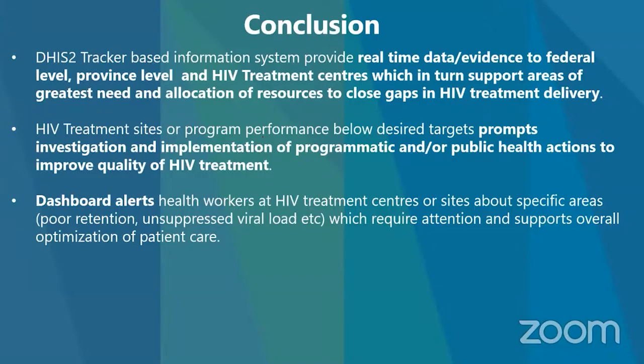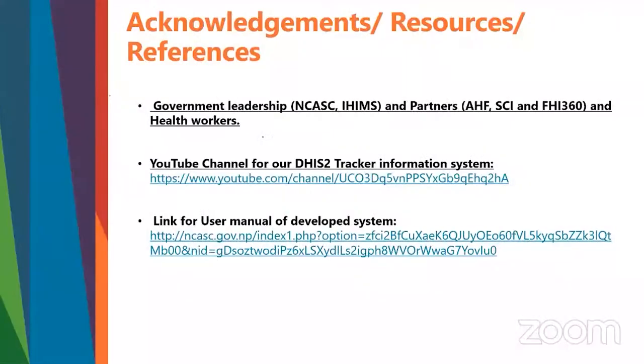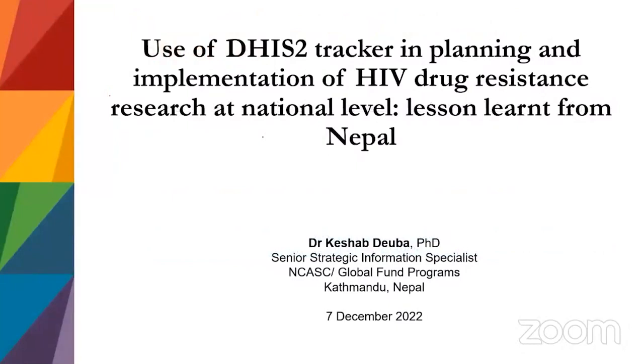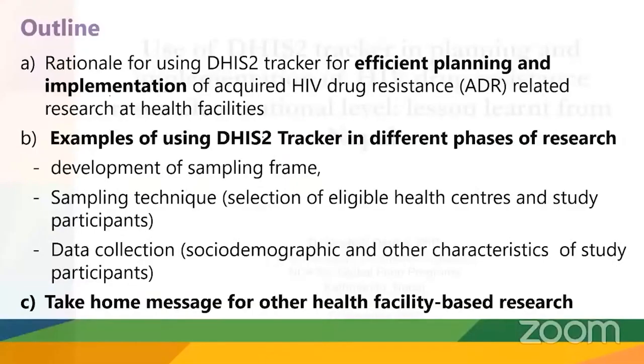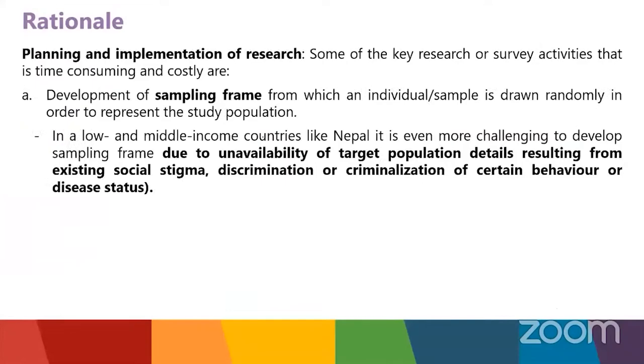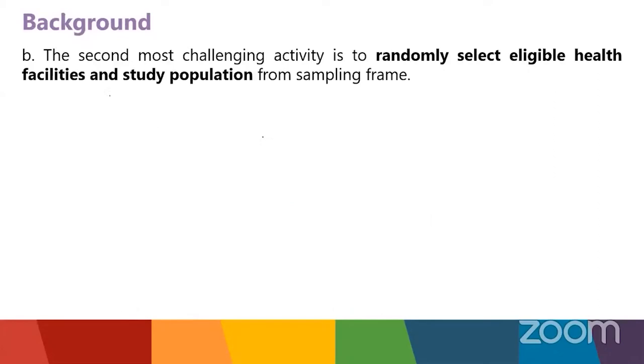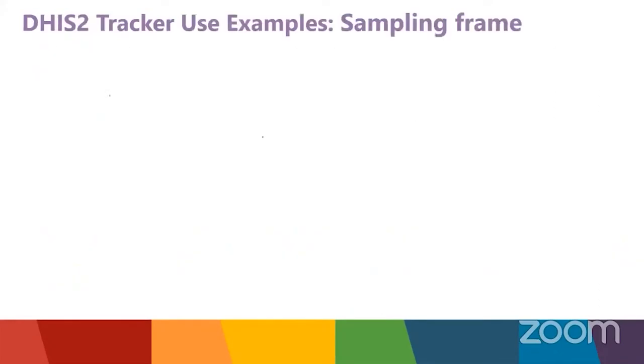So this was our experience, and I have provided the link here to our user manual and our YouTube channel. Considering the time limitations, I'm not going to go into how we are using this DHIS2 tracker in planning and implementing HIV drug resistance surveys. After developing this DHIS2 tracker information system, we used this tracker for conducting HIV drug resistance surveys at national level. I'll summarize in 1 minute how this tracker helped us develop the sampling frame and randomly select the sampling technique for the study populations.